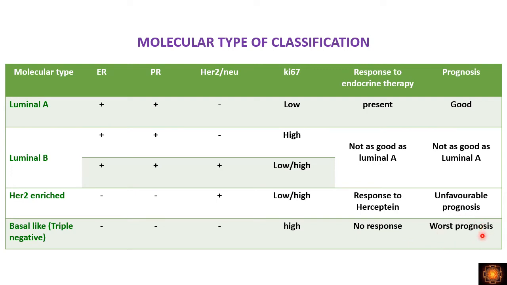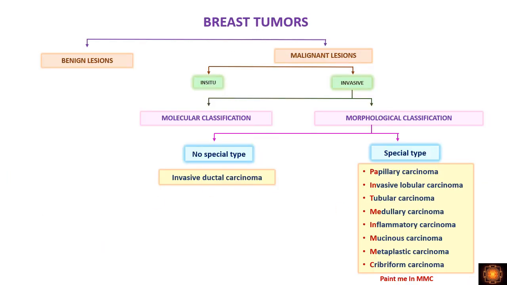Okay, this is a molecular classification. The molecular subtypes we have are luminal A, luminal B, HER2 enriched, and the basal-like or the triple negative. Now this was the molecular classification. When we see the morphological classification, it has been classified as no special type, invasive ductal carcinoma. This is typical adenocarcinoma, ductal adenocarcinoma, invasive ductal carcinoma, no special type.